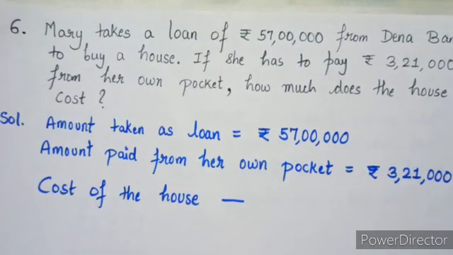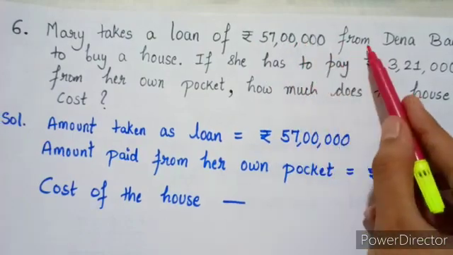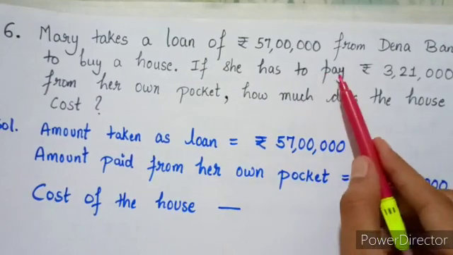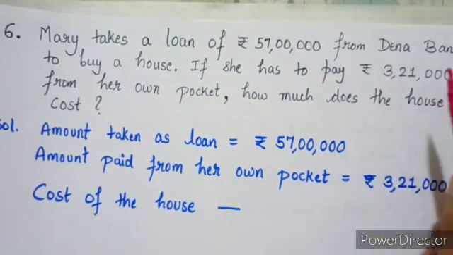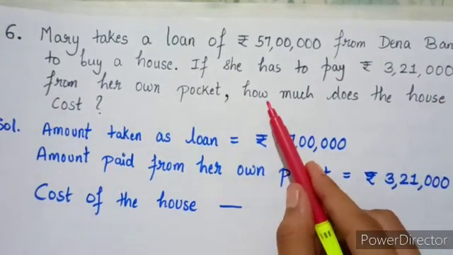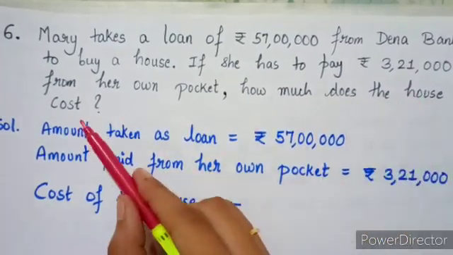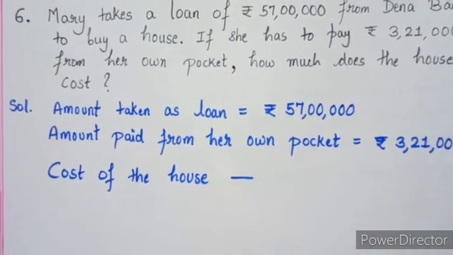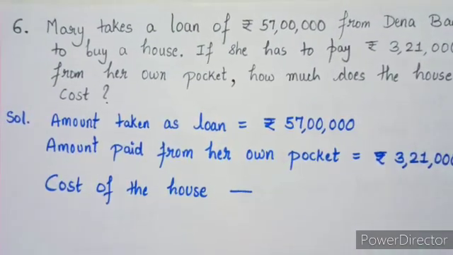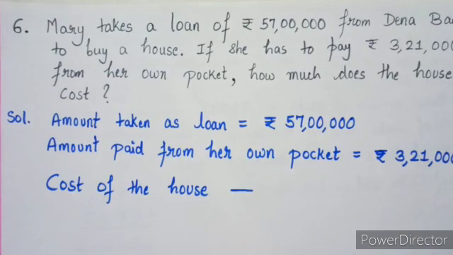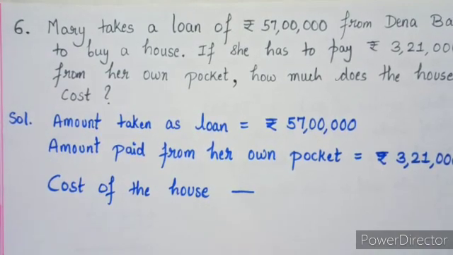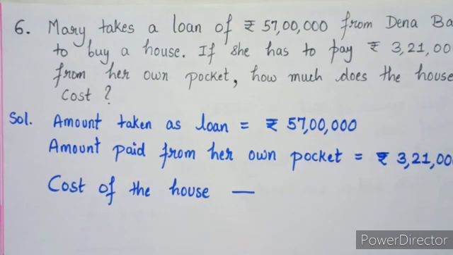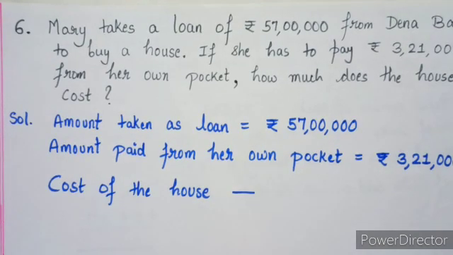Mary takes a loan of rupees 57 lakh from Dena Bank to buy a house. If she has to pay rupees 3,21,000 from her own pocket, how much does the house cost? Here Mary wants to buy a house. The cost of the house is not given. For that, she takes a loan from a bank. The amount is given, and some part of the amount she is going to pay from her own pocket. So the question is, what is the cost of the house?